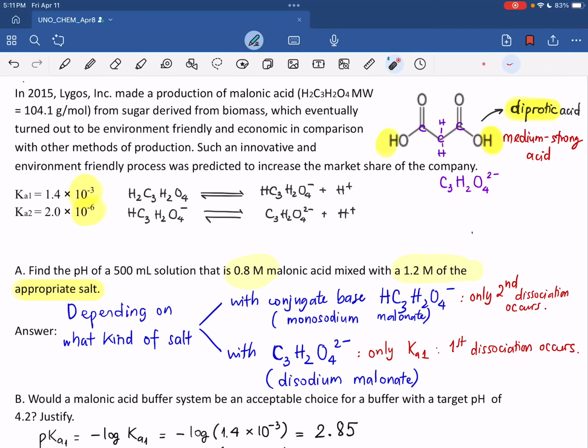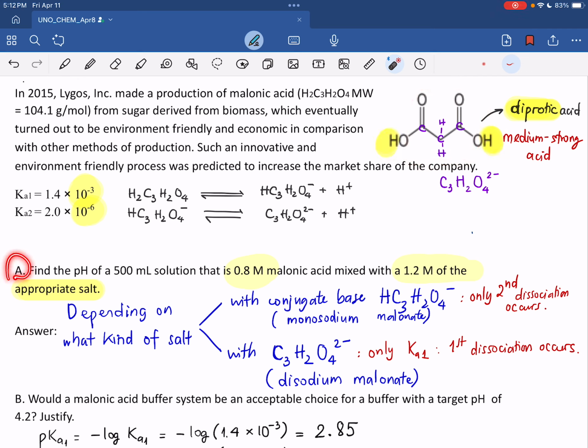Okay, this question asks about malonic acid, and it is a diprotic acid because it has two hydrogens here, and it means it can donate two protons. So if it donates just one proton, it will have this group left, and this is the hydrogen malonate group. Or if it can donate both protons, then it just has this one left. This will be the malonate group.